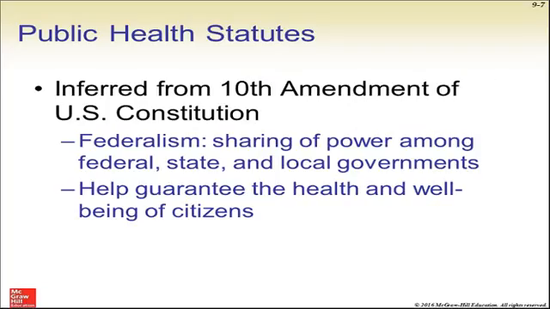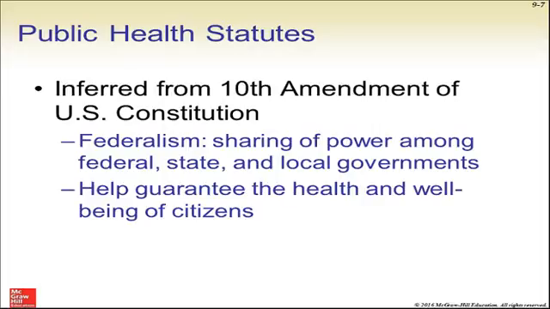Public health statutes. Remember that word statutes just means laws. So we're talking about public health laws next. The power of the states to initiate public health statutes is inferred from the 10th Amendment of the United States. Now, I want you to remember the 10th Amendment, and I want you to know it's inferred, meaning it's not directly stated. Federalism, that's an important term to know. It's sharing of power among federal, state, and local governments. So let's put that into an example. A state retains police powers not expressly granted to the federal government. That would be an example of federalism.